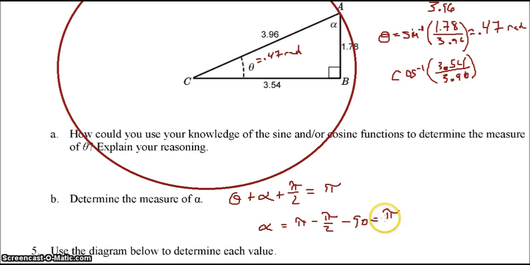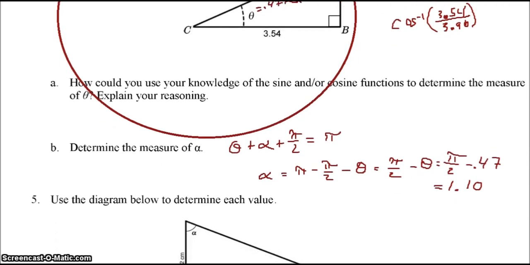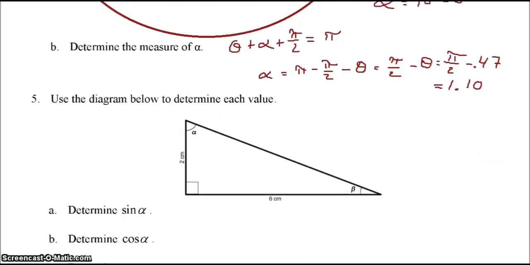Then alpha is pi minus pi over 2 minus... Why did I put 90 there? I'm sorry. Theta. I was thinking in terms of degrees, so that's pi over 2, or 90 degrees, minus theta. So pi over 2 minus 0.47 equals about 1.10. So if you need to, you can use degrees. You could find alpha equals 90 degrees minus theta, if you make sure theta is in degrees also.